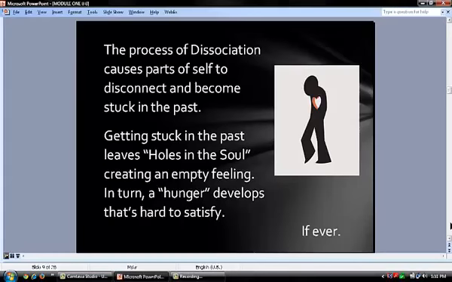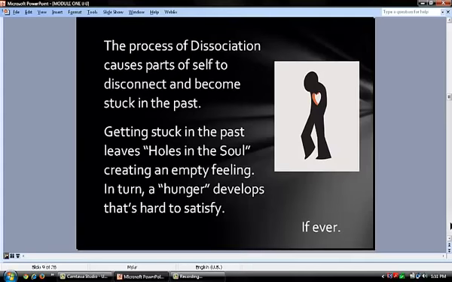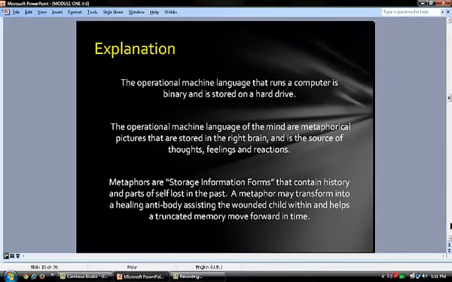To understand how the mind uses metaphors to operate and store information, let's use a computer analogy. Computers do not speak English or Spanish. They hold English or Spanish or any language and will communicate with us in our language. But the machine does not operate on human language. It operates on its own language, its own operational machine language, which is binary. Binary is the operational machine language of computers.